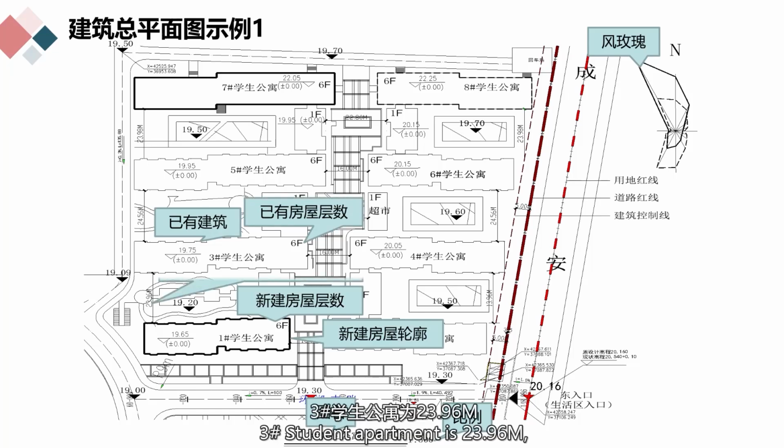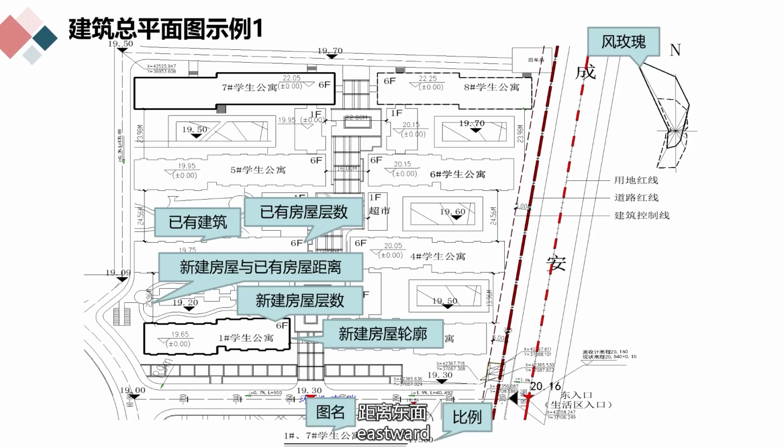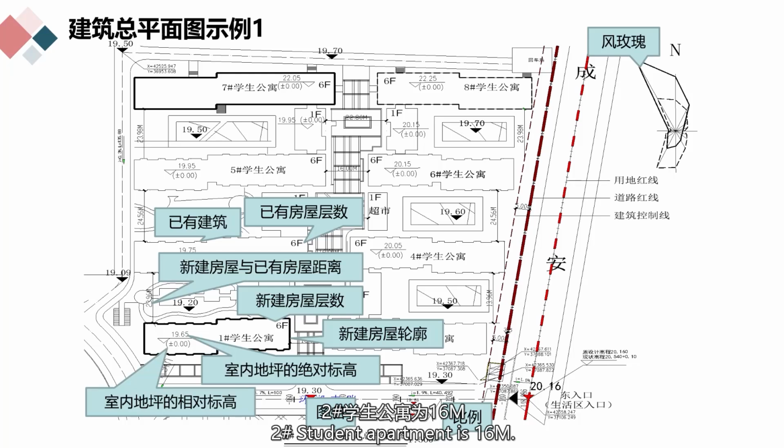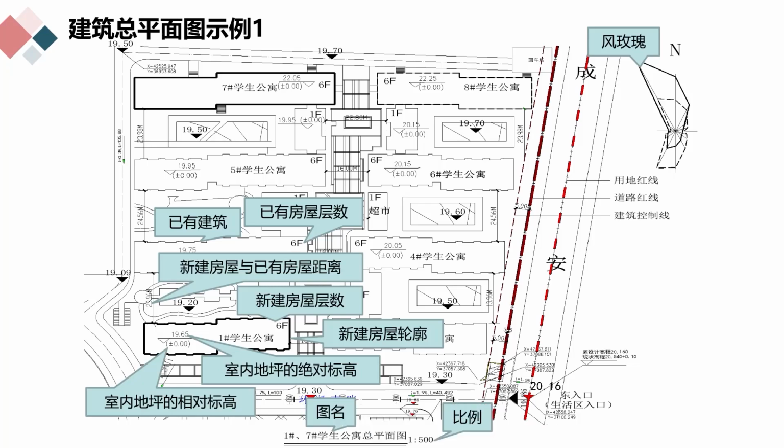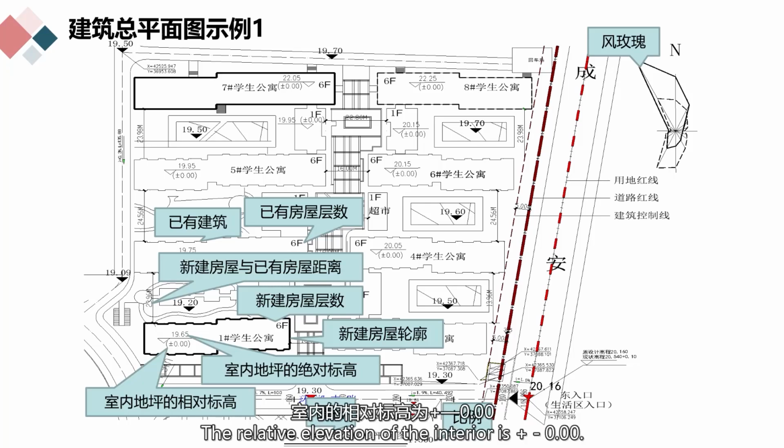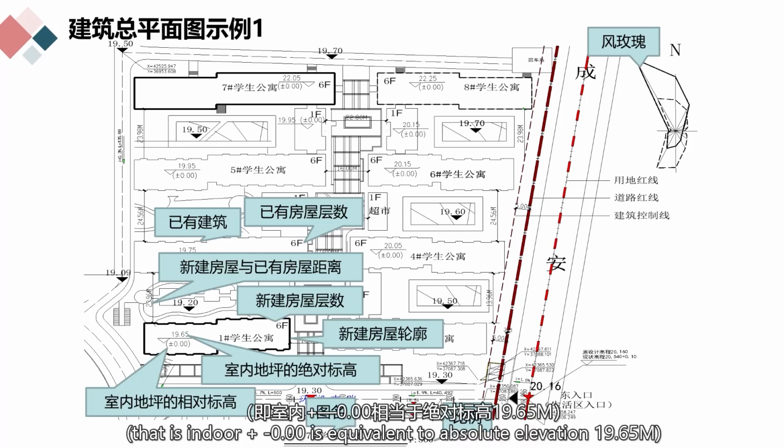3 hashtag student apartment is 23.96 meters eastward. 2 hashtag student apartment is 16 meters. The absolute elevation of the indoor floor is 19.65 meters. The relative elevation of the interior is plus or minus 0. That is, indoor plus or minus 0 is equivalent to absolute elevation 19.65 meters.